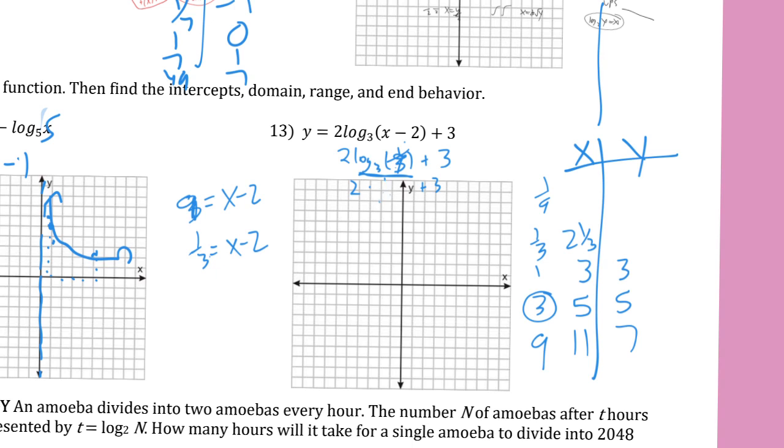So again, pick your x's based on making nice arguments. If you put in 2 1/3 and minus 2, you get 1/3. 3 to what power is 1/3? That's -1. And if you do 2 times it, you get -2 plus 3. It's going to give us 1. So we're picking x strategically to help us find the nicest values to make this graph.